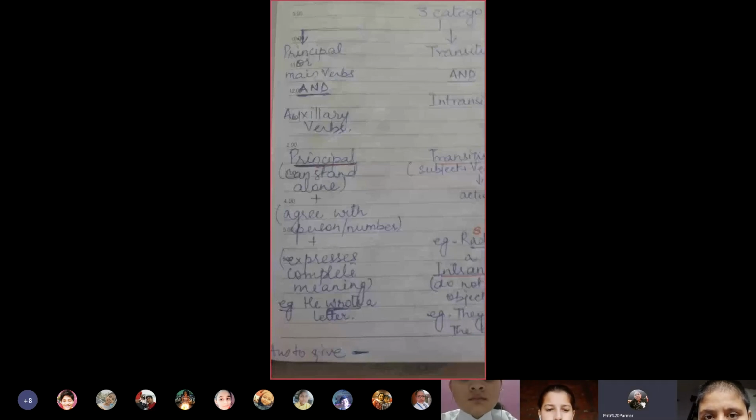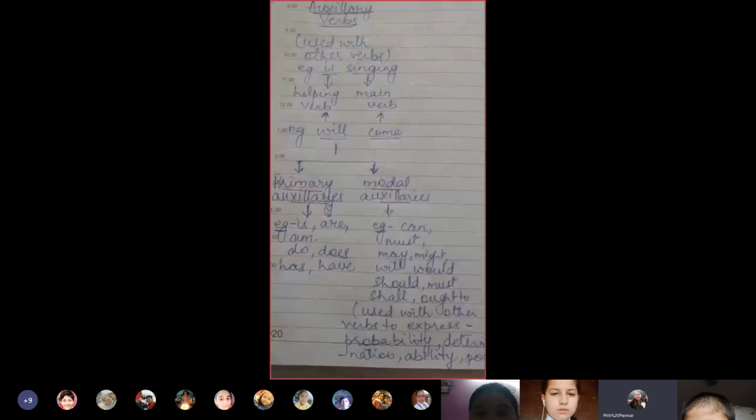the auxiliary verbs. The auxiliary verbs are used with other verbs. The main criterion is they are never standing alone. They need helping verbs along. So in the first sentence, the example is he is singing. Now, is is the helping verb and singing is the main verb. Next example, I will come. Now, will is a helping verb and the main verb is come.